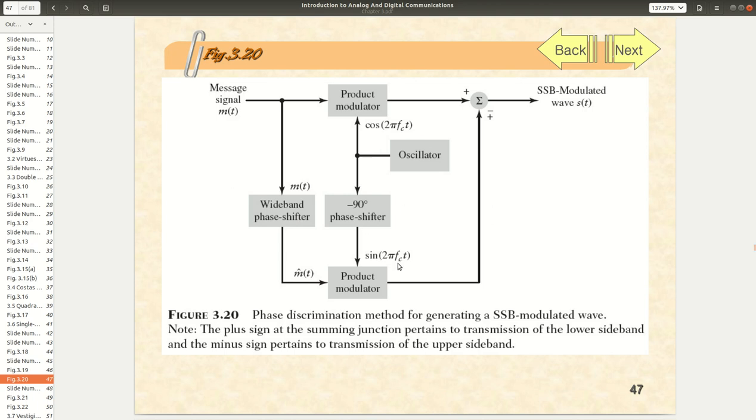So I have sine 2πFCt, and this one, the wideband phase shifter, will shift one side of the signal by 90 degrees, and it is multiplied by the sine 2πFCt. Then you have both of them at the same place, for example, so it will be removed. You're removing one of the sides by changing the phase.